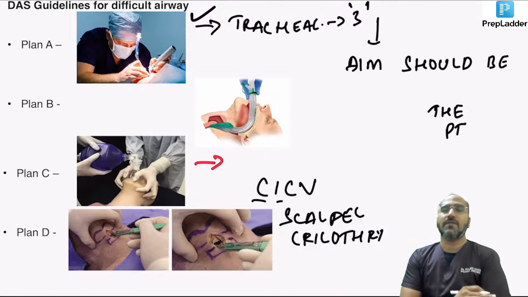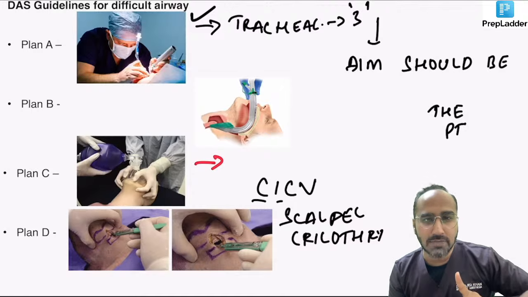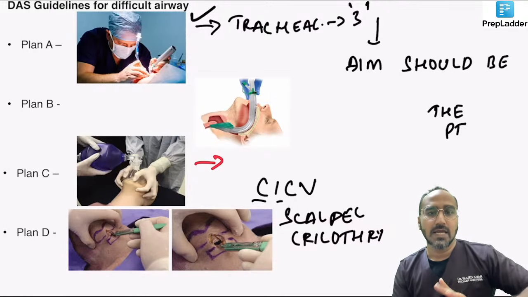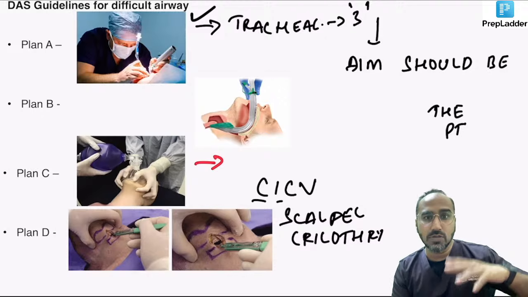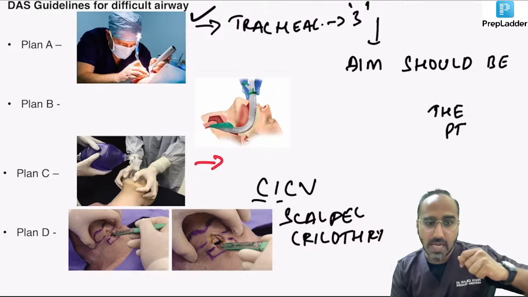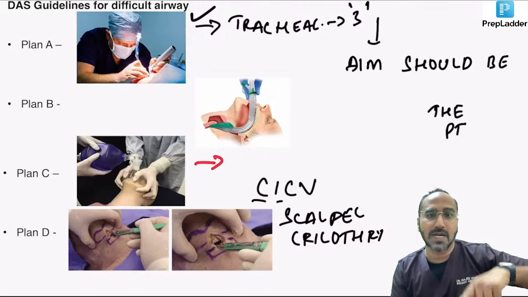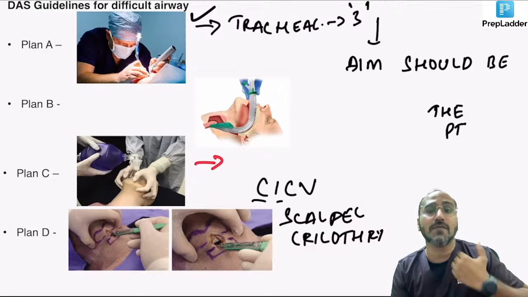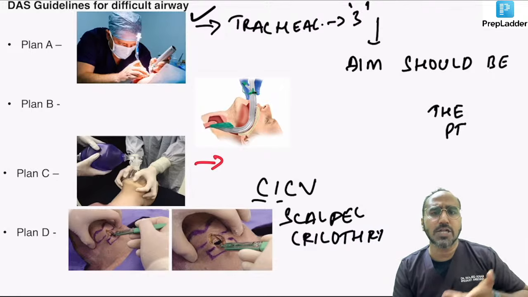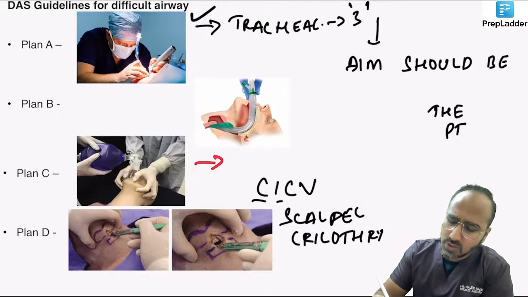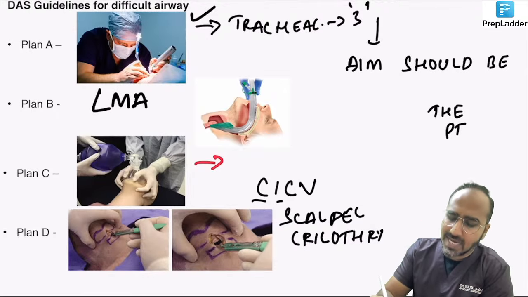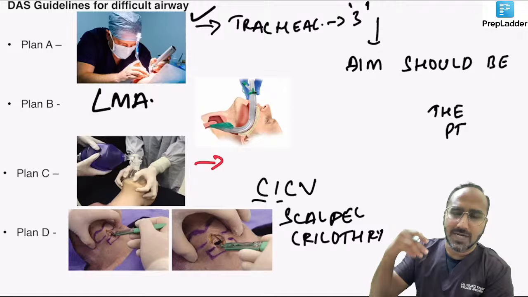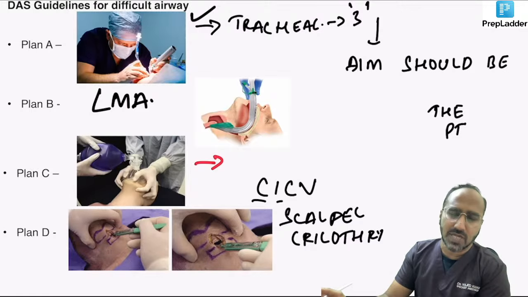If plan A has failed, always remember, guys, your aim should be ventilation. I have seen many anesthetists making this mistake. If plan A has failed, they will only feel that, okay, I have to intubate, or I have to put the tube inside the trachea. If plan A has failed, your aim should be what? Ventilate the patient. If not by endotracheal tube, it is very simple. Ventilate the patient through what? Plan B, that is LMA, laryngeal mask airway, where you are putting the laryngeal mask airway into the patient's mouth and you are ventilating. Supraglottic airway device and all.